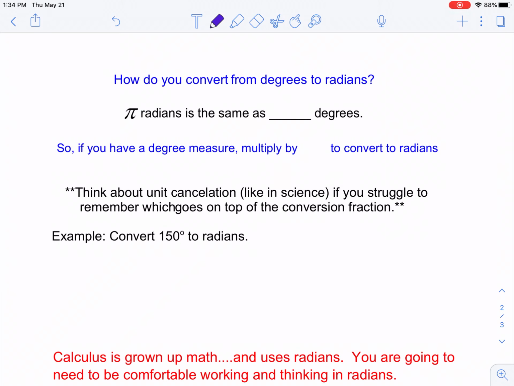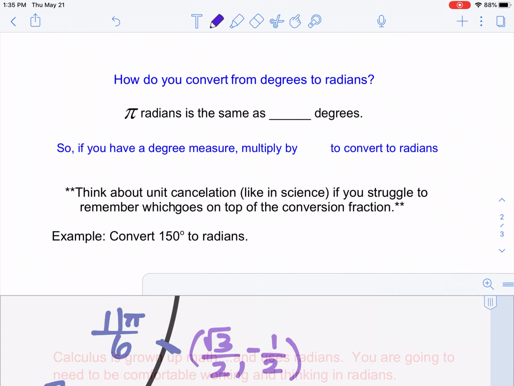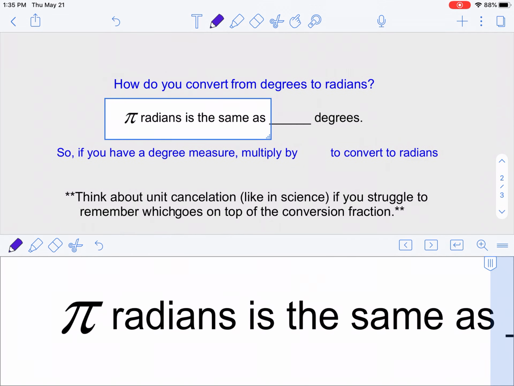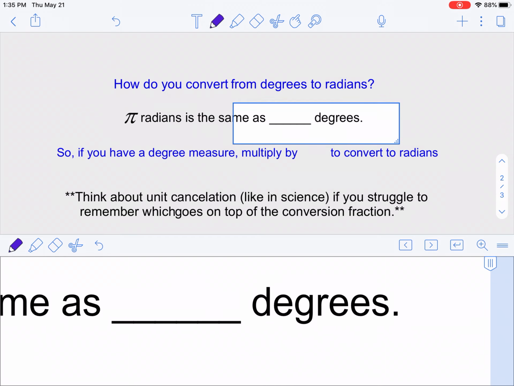All right, so in your past, I feel like you have used degrees for a ton of stuff when you're dealing with angles. And in calculus, we're basically going to say goodbye to degrees and hello to grown-up math. And so we're going to use the grown-up way of measuring an angle, which is a radian. So the first question is, a lot of times, how do you convert degrees to radians? Right? So pi radians is the same as 180 degrees.